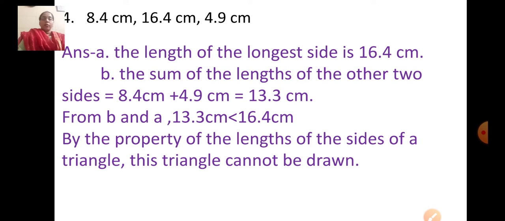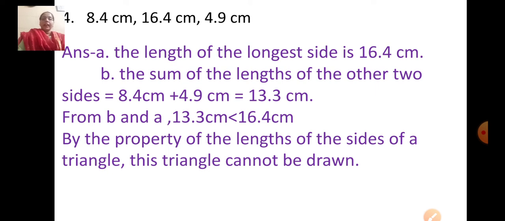Next, fourth sum, 8.4 centimeter, 16.4 centimeter and 4.9 centimeter. So which is the longest side here, children? Yes, it is 16.4 centimeter. And the other two sides we are going to add. So small a, the length of the longest side is 16.4 centimeter. Next is B, the sum of the length of the other two sides is 8.4 centimeter plus 4.9 centimeter. You will add it, you will get the answer as 13.3 centimeter.